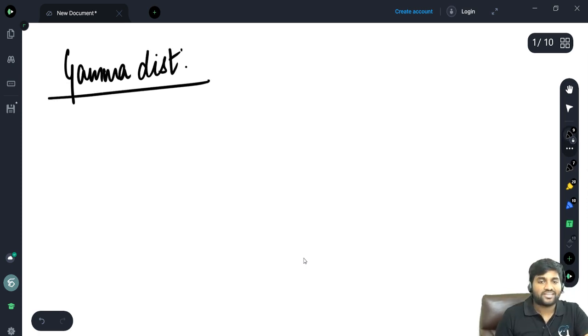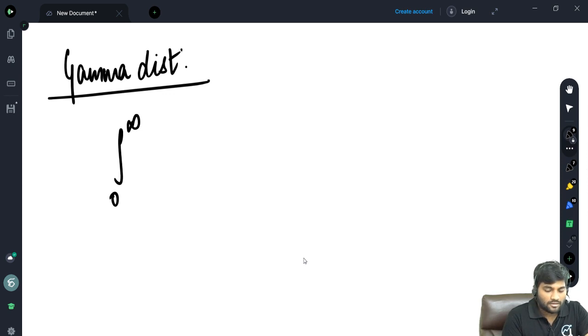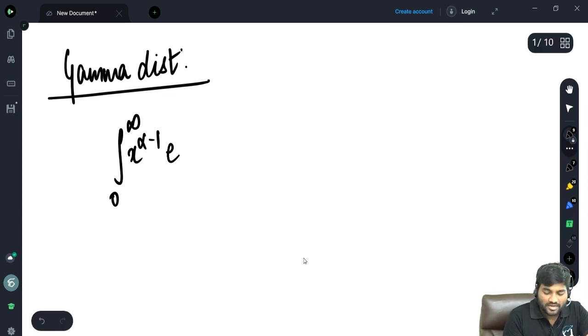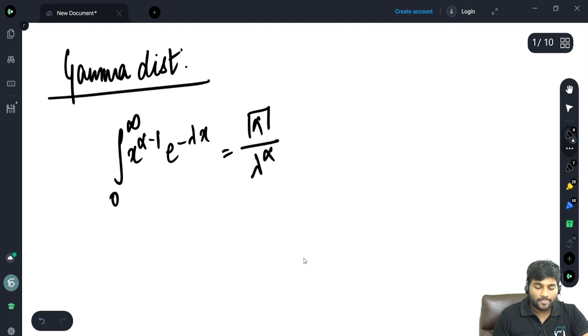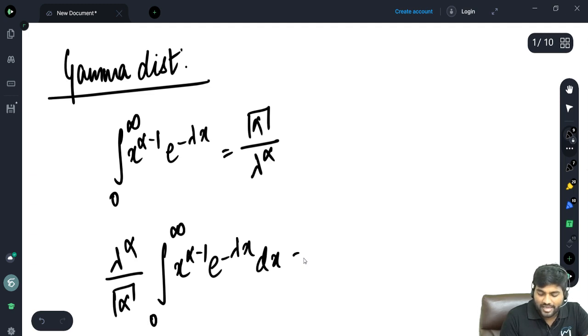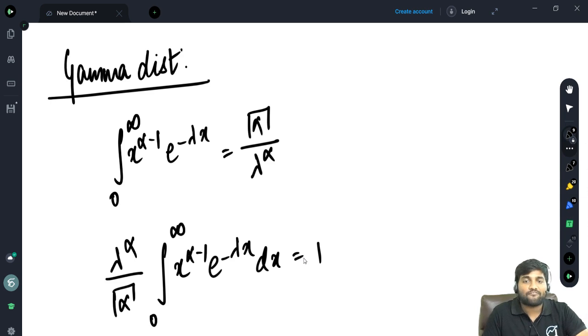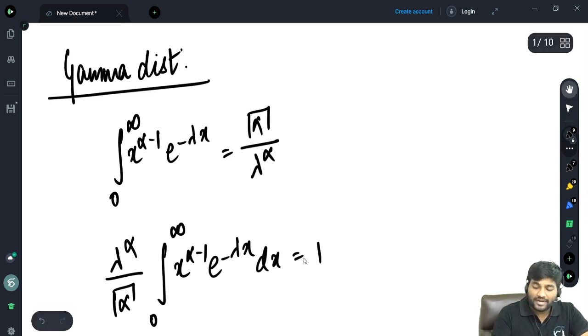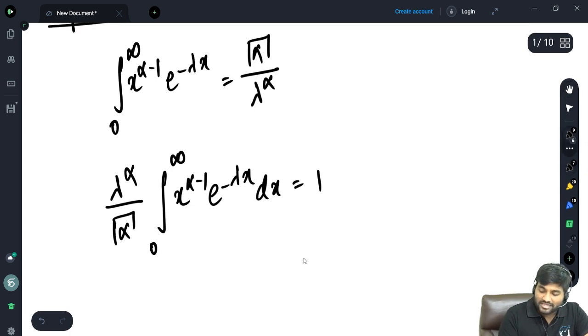We have studied gamma integration. It is 0 to infinity x to the power alpha minus 1 e to the power minus lambda x dx is equal to gamma alpha by lambda to the power alpha. Now multiplying both sides by lambda to the power alpha by gamma alpha, this will be 0 to infinity x to the power alpha minus 1 e to the power minus lambda x dx is equal to 1. Integration of what is equal to 1? The PDF. Since this part is a constant, we can take it inside the integral.